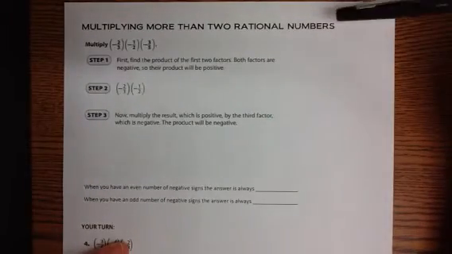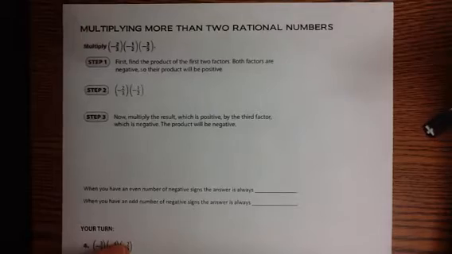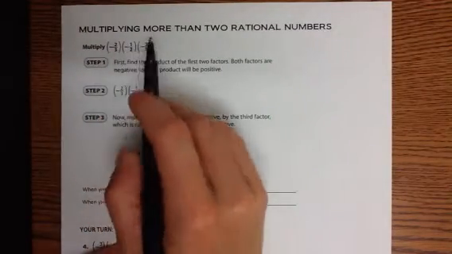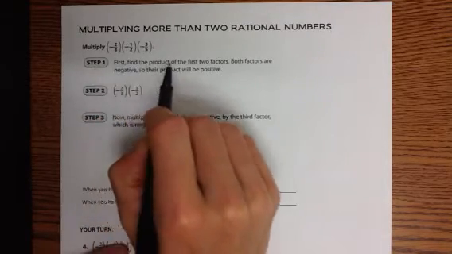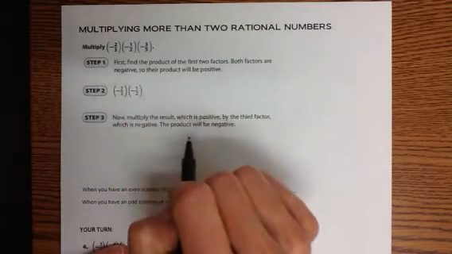Okay, we just talked about multiplying two rational numbers. Well, what if we're multiplying more than two rational numbers? So we have this: negative 2/3 times negative 1/2 times negative 3/5. So the first step is to find the product of the first two factors. Both factors are negative, so their product will be positive.